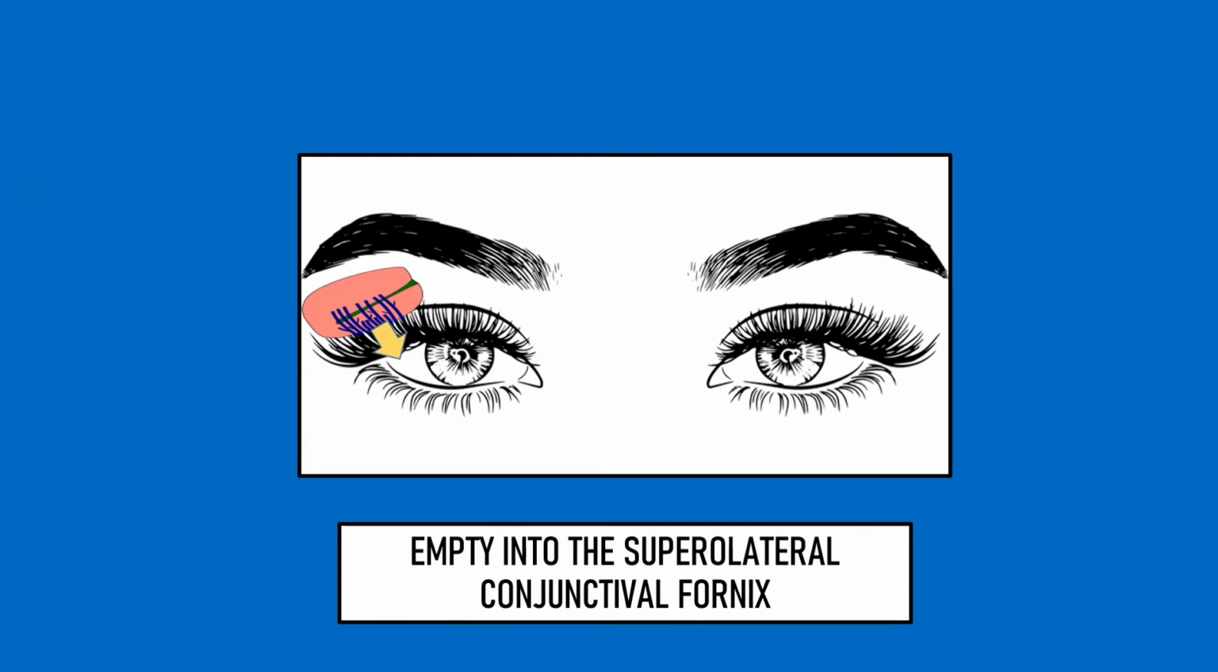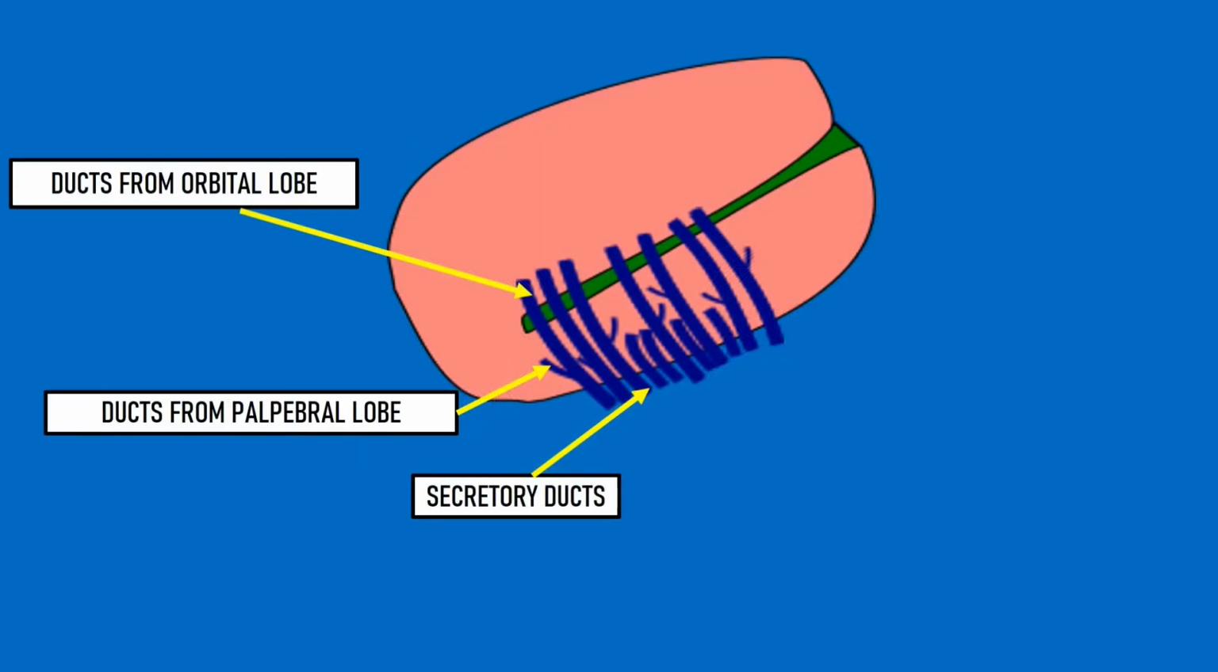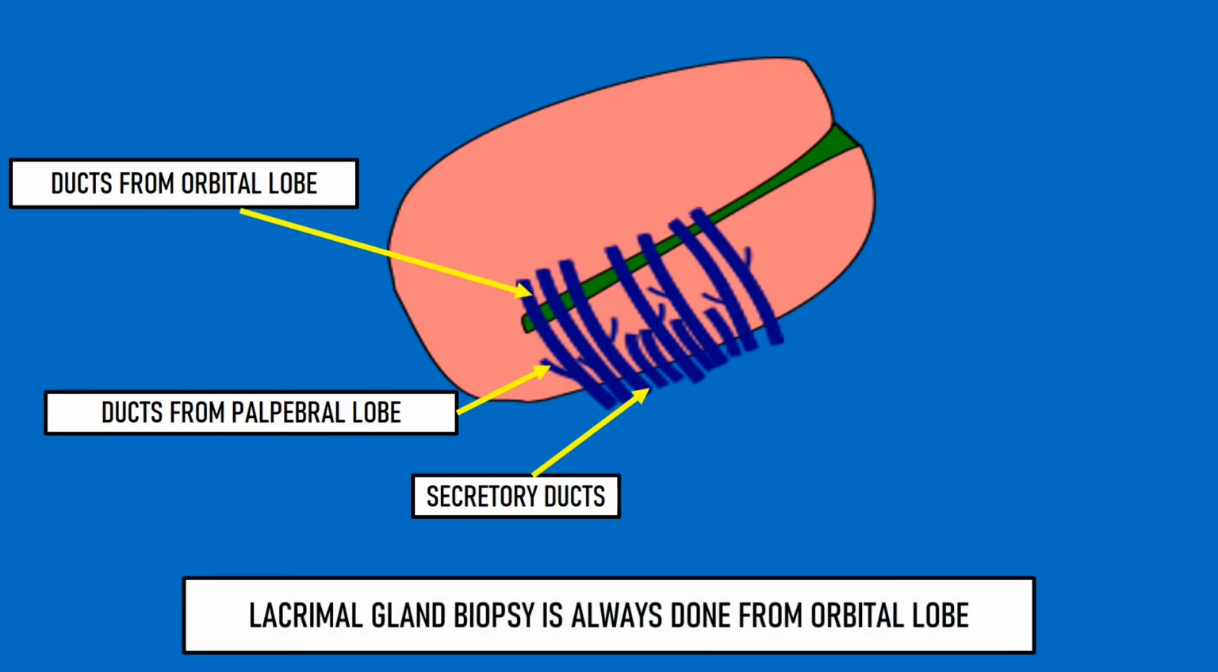Since the final secretory ducts all exit from the palpebral lobe, any damage or disease of the palpebral lobe can decrease the tear secretion from the gland. That is why lacrimal gland biopsies are always done from the orbital lobe and not from the palpebral lobe.